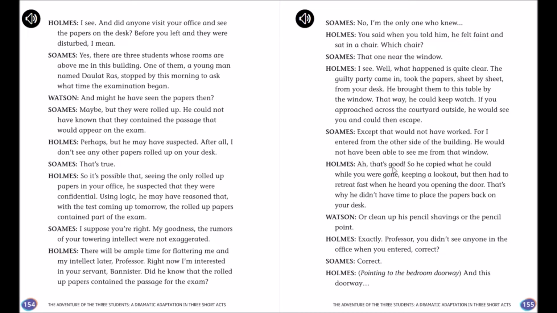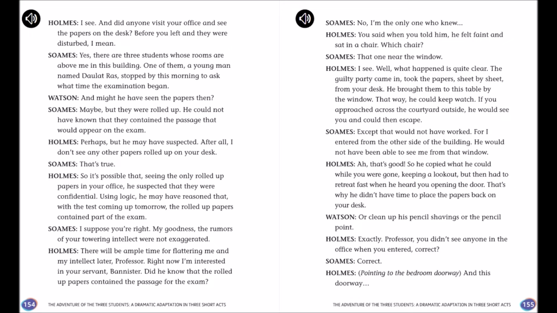Holmes. Ah, that's good. So he copied what he could while you were gone, keeping a lookout, but then had to retreat fast when he heard you opening the door. That's why he didn't have time to place the papers back on your desk. Watson. Or roll up his pencil shavings or the pencil point. Holmes. Exactly. Professor, you didn't see anyone in the office when you entered, correct? Soames. Correct. Holmes, pointing to the bedroom doorway.